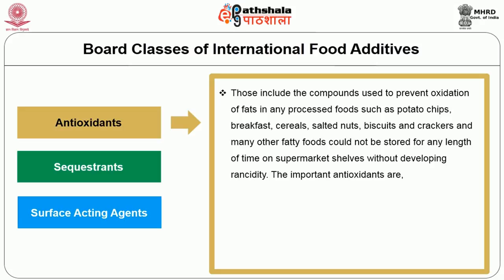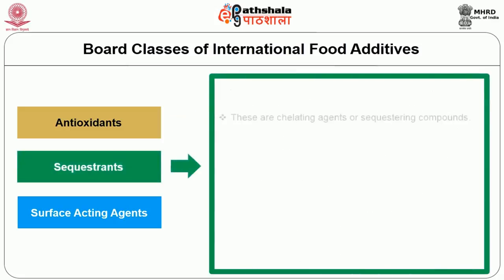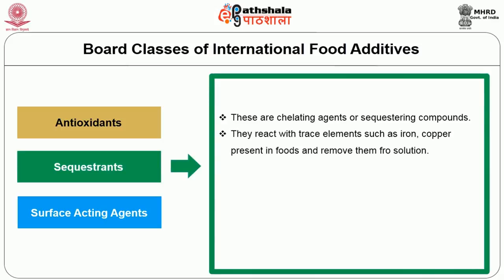Next, antioxidants. These include the compounds used to prevent oxidation of fats in processed foods such as potato chips, breakfast cereals, salted nuts, biscuits and crackers. Many other fatty foods could not be stored for any length of time on supermarket shelves without developing rancidity. The important antioxidants are BHA, BHT, propyl gallate, tocopherols, and ascorbic acid.